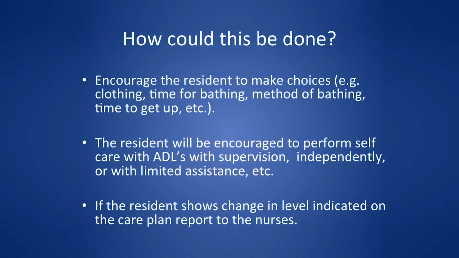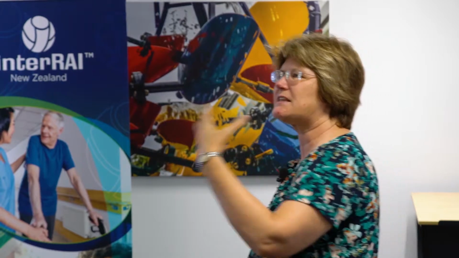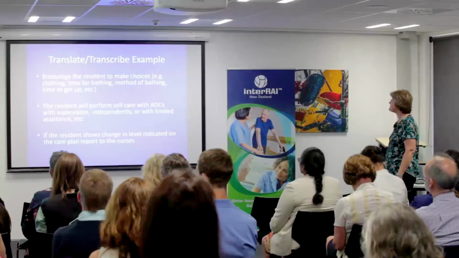How this could be addressed: one of the things, again, bargaining, helping that person, and just having it limited, like all you need to do is go out in the lounge for half an hour, and that seemed to work with her. The resident will be encouraged to perform self-care, supervised independently with limited assistance. Another example would be if the resident shows change in level indicated in a care plan, report it to the nurses. So that's something that the HCAs could do. The HCAs could then say, look, this is what we're going to try to do, but please let me know if this changes. So that's a really clear care planning kind of thing that we can do.